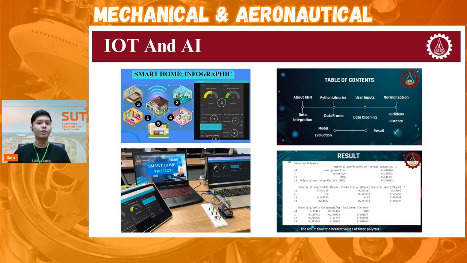Moreover, in our program, we integrate cutting-edge technology like the Internet of Things (IoT) and artificial intelligence (AI) to prepare students for the future of engineering. In our IoT projects, we develop smart home systems using sensors to monitor temperature, humidity, motion, and energy usage, which enhance convenience and efficiency in our homes. On the AI side, we work on design projects that involve searching for polymers based on their properties. Using AI algorithms, we analyze a material database to find polymers with specific characteristics like heat resistance, flexibility, or biodegradability.